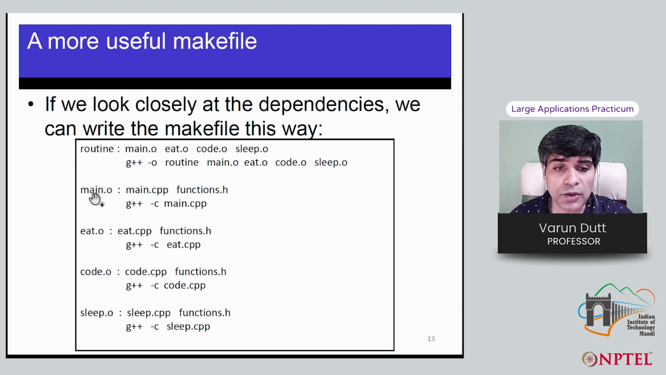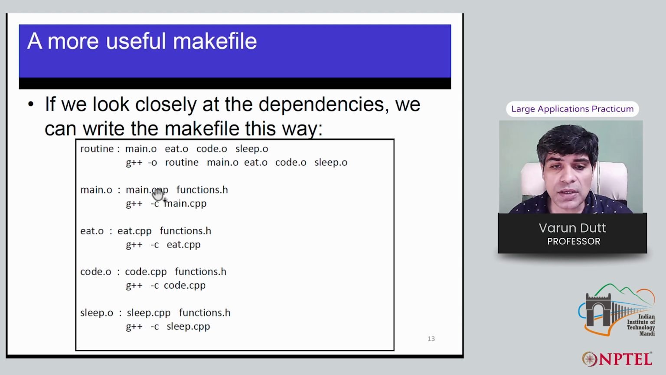Similarly, we have for main.o, eat.o, code.o, and sleep.o. And you can actually see that in this case, if this is the default target or default goal, make will first look at the prerequisites and look for the rules where these prerequisites are targets and run those rules. Particularly, it checks if the timestamp of the .o file is different from the timestamp of the prerequisites for the .o file, in this case, the CPP and the .h file.